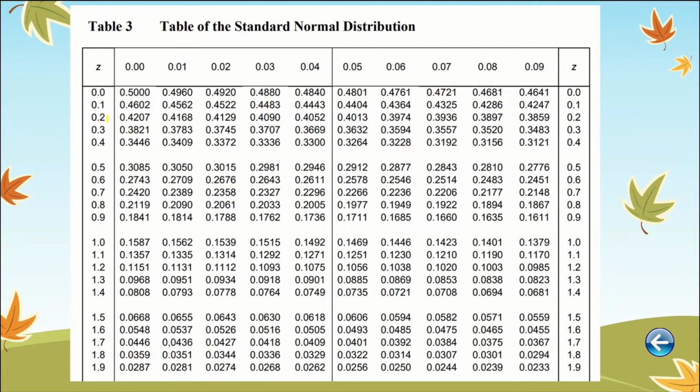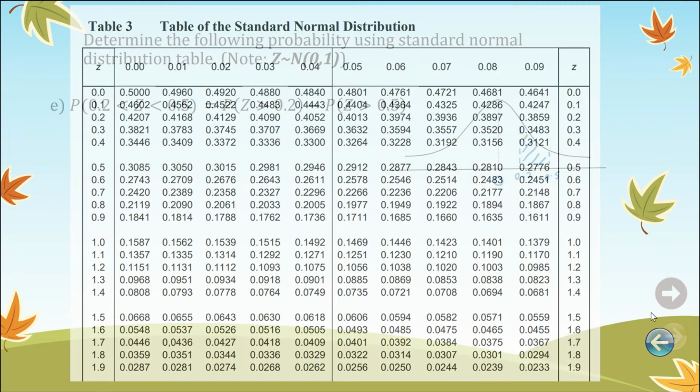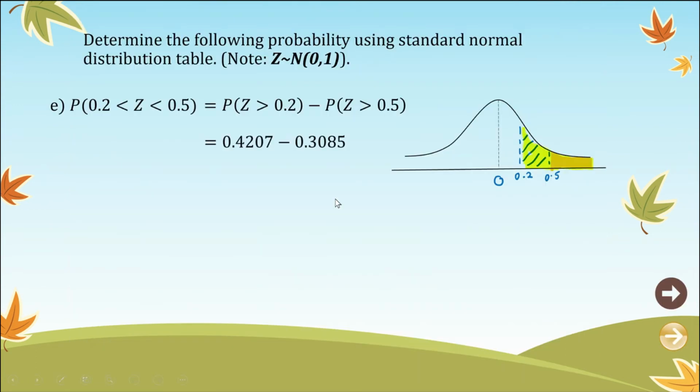Let's read from the table 0.2 and 0.5. So 0.2 is here, 0.20. Then the value for 0.50 is 0.3085. We take these two values to solve the question. 0.4207 minus 0.3085. So the last answer should be 0.1122.